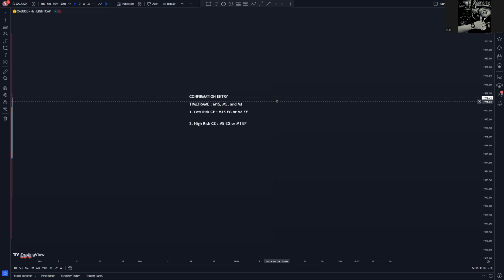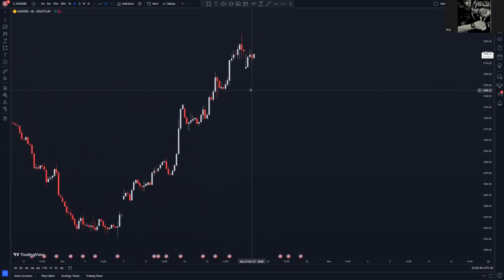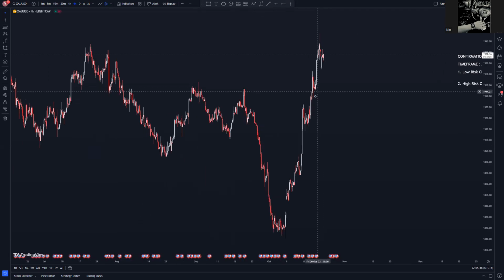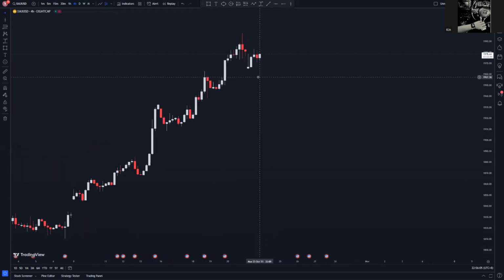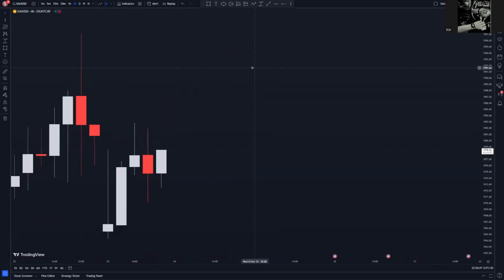For the confirmation entry, is there any question? Do you see a lot of M15 EF? I didn't take the M15 EF for my confirmation entry. And I'm guessing no M1 ED. Yeah, exactly. Strictly no M1 ED.